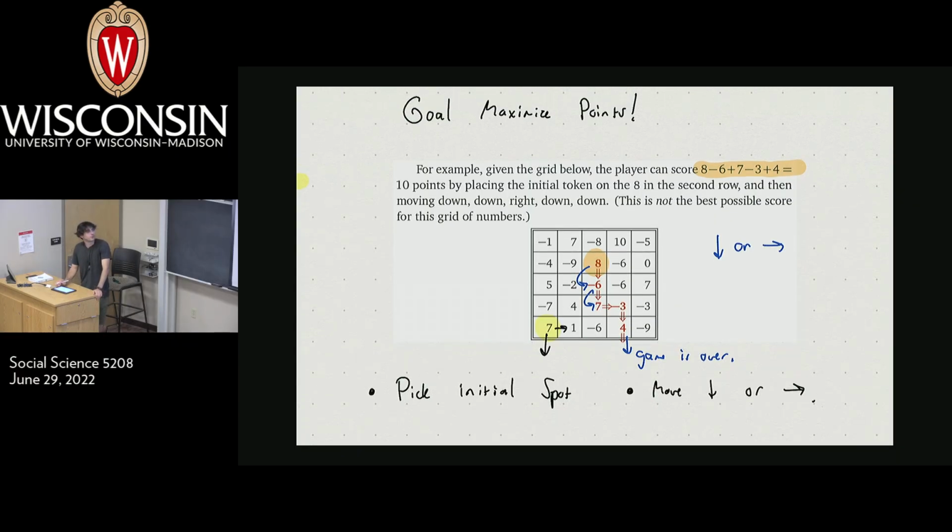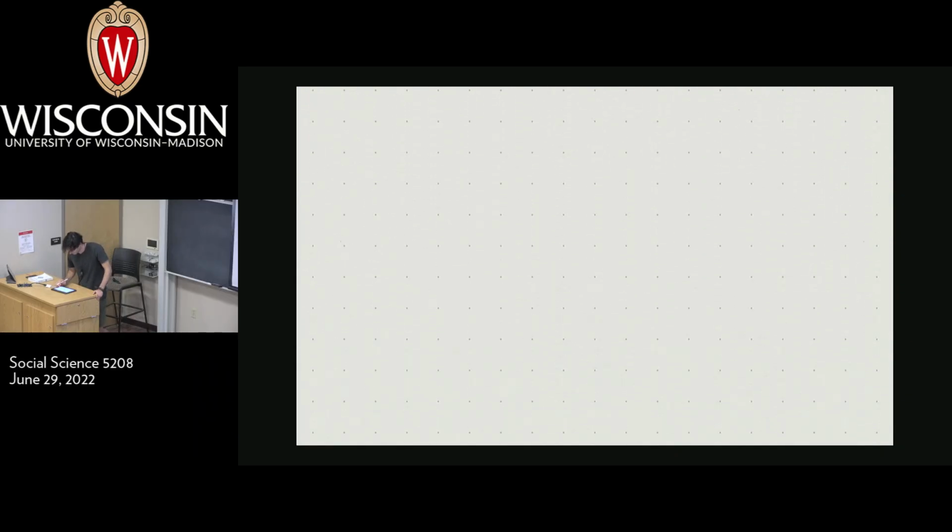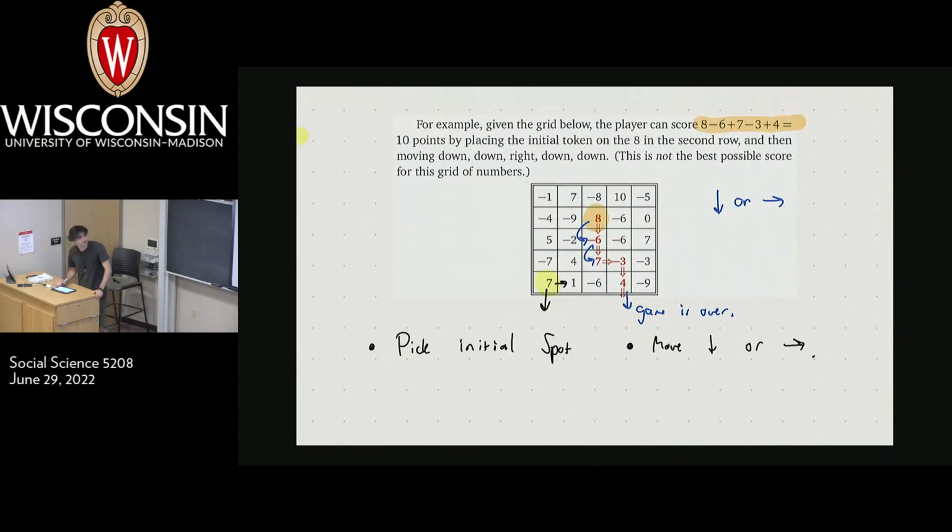Okay, so we need to solve this problem. Is there a picture? No, that's the only picture. Okay. So like usual, we want to pretend we're in the middle of this process. So picking the initial spot, we only do one time, so we can ignore that for now. Let's just focus on the downs and the rights.